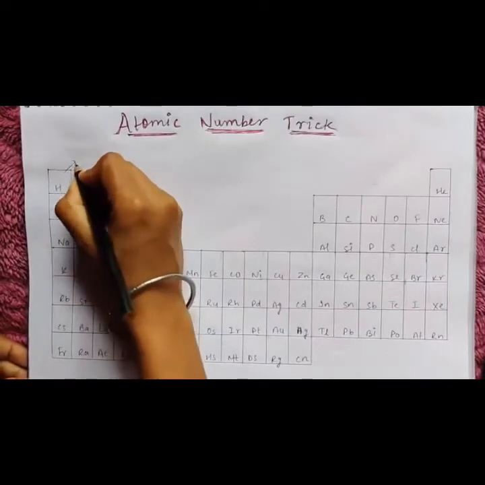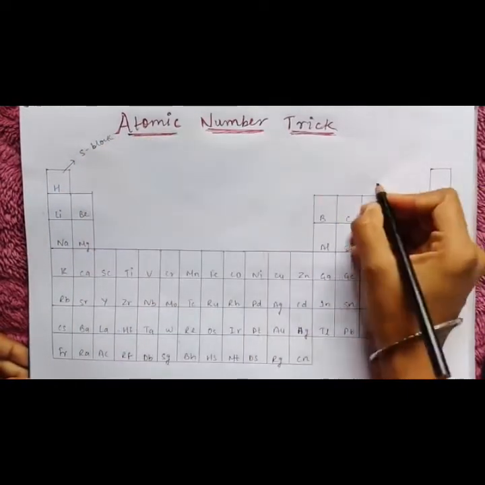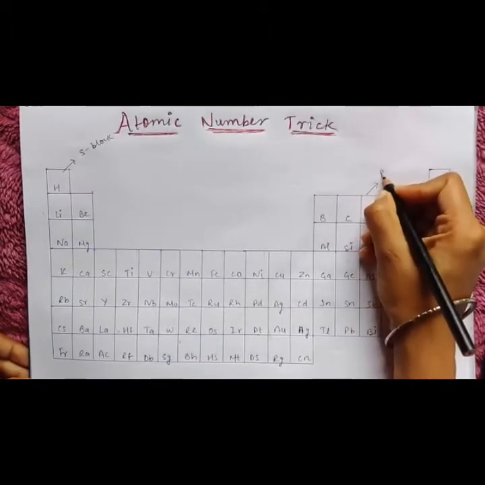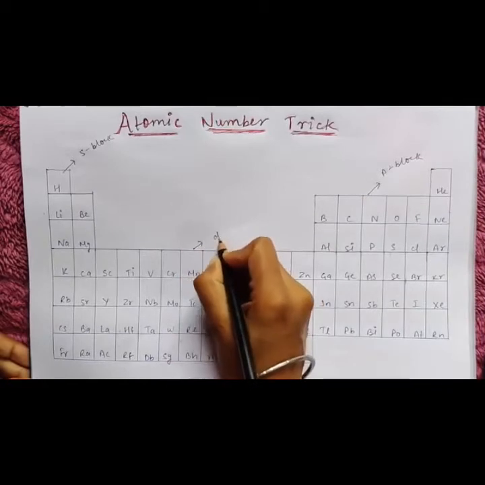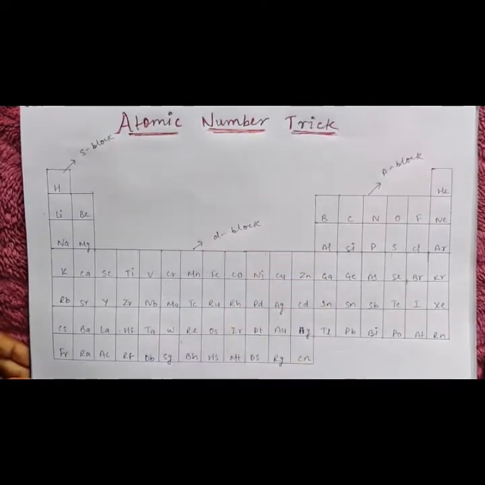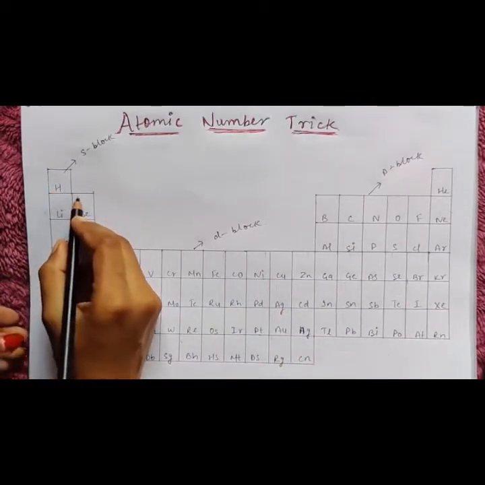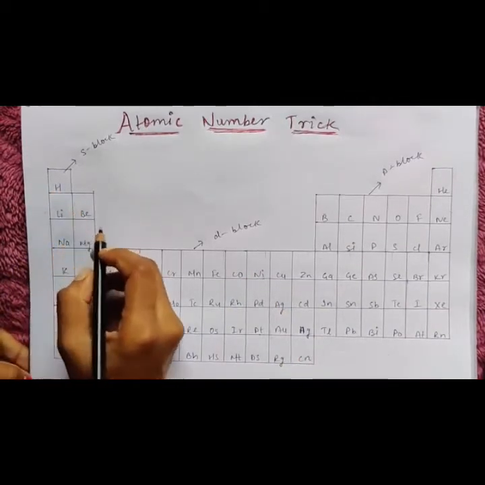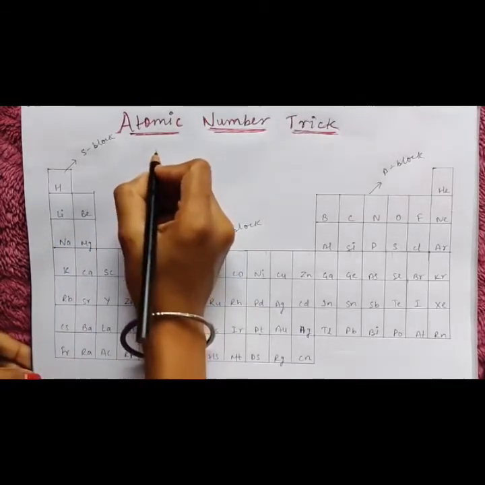The left side of the periodic table is the S block elements. The right side has the P block elements. Between the S and P, these are the D block elements. Left side S block, right side P block, between them D block. In the S block, we have two groups, 1A and 2A.